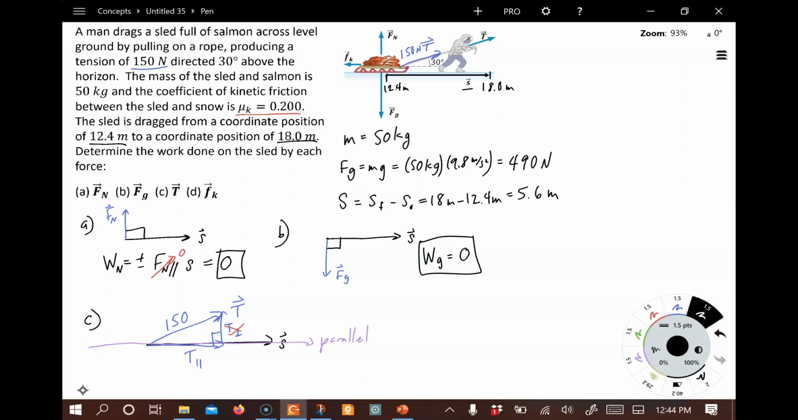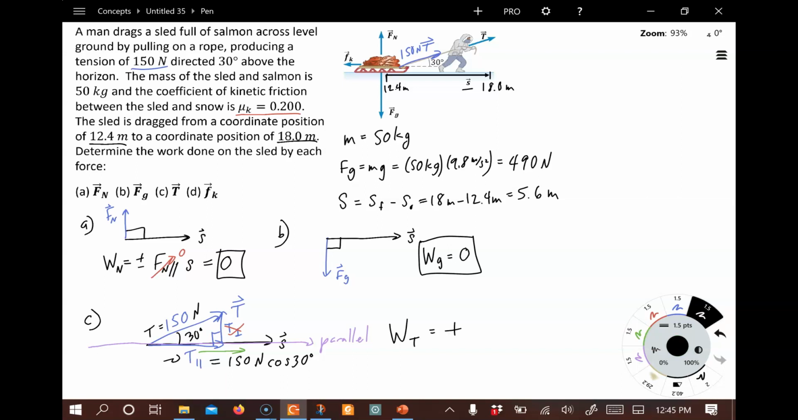So to calculate the work, we're going to need to figure out, if this is a 30-degree angle, what is that T parallel equal to? Well, that's going to be equal to the magnitude, right? Here's the magnitude. It's going to be 150 newtons multiplied by, this is the adjacent side to the 30-degree angle, so this will be cosine 30 degrees. There's our T parallel, and let's put it into the work equation done by the tension. I see that the tension component T parallel is in the direction of S, so I'm going to choose the positive number.